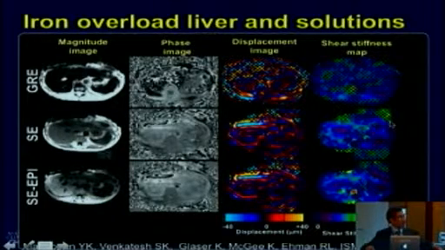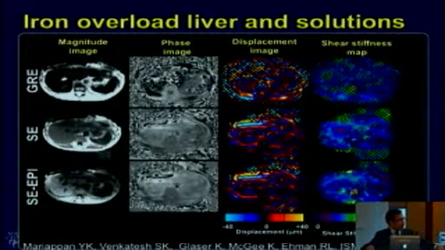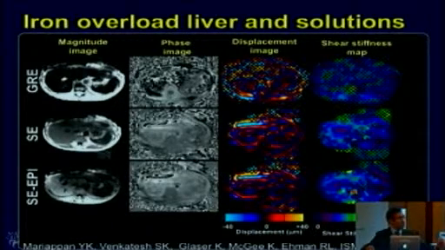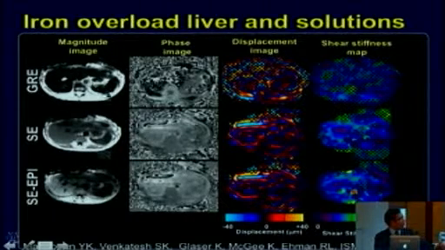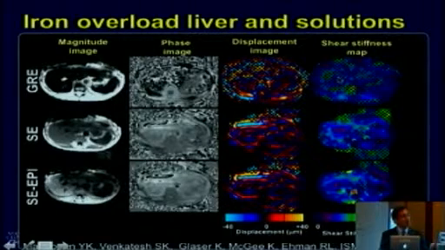MRE is not a perfect technique. The current MR elastography technique is 2D based, or two-dimensional gradient echo based, which is sensitive to the presence of iron. If the iron content is high, the MRE will fail. As shown over here, this is the conventional GRE based MRE technique, and you can see that the stiffness map is not interpretable. But we have come up with solutions.